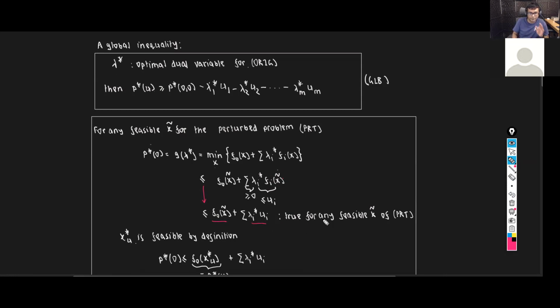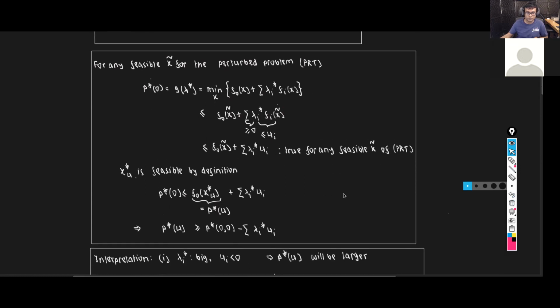Okay, and so basically, we have shown that p star 0, which is the optimal value of the original problem, is less than or equal to f naught of x tilde plus lambda_i star u_i. And this is true for any feasible x tilde of the perturbed problem.